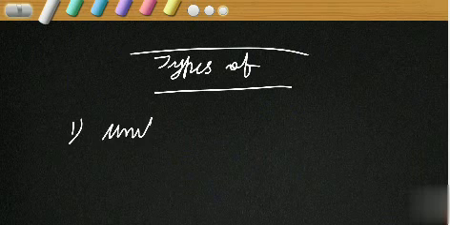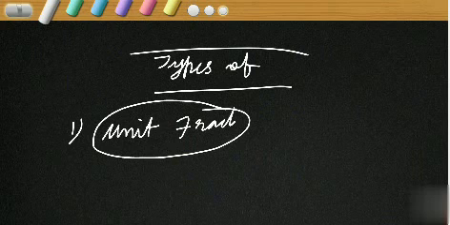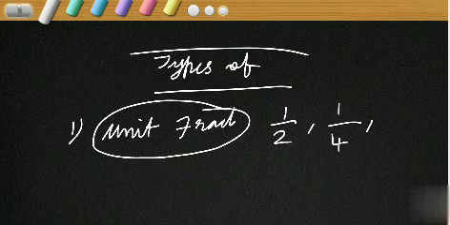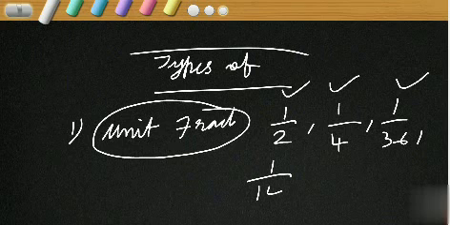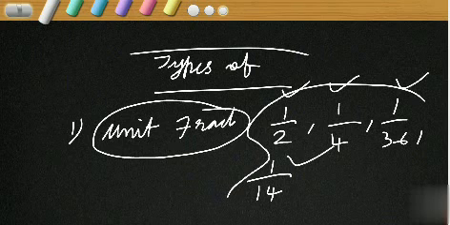known as unit fractions. Can you guess what unit fractions would be? Let me write some fractions, and please try to identify what is common to all of them. 1 by 2 is a fraction, 1 by 4 is a fraction, 1 by 36 is a fraction, 1 by 14 is a fraction. Can you say anything that is common to these fractions?